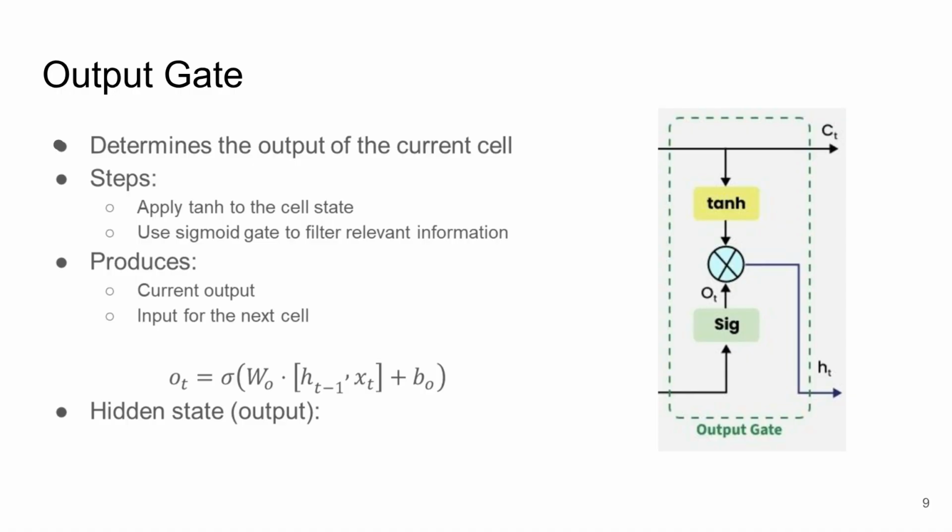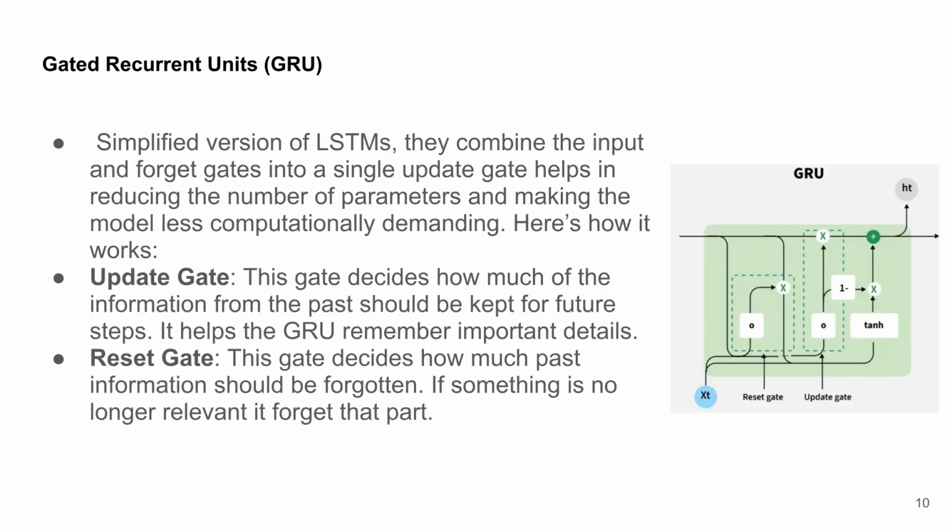For example, in our language model, if we just saw a subject, we might want to output information relevant to a verb that might come next. The output gate learns what information from the cell state is relevant for the current prediction. The formula is h_t equals o_t times tanh of C_t, where o_t is the output gate activation. This hidden state h_t is then used for the prediction at this time step and passed to the next LSTM cell. Let's briefly discuss gated recurrent units, or GRUs, which are a simplified version of LSTMs.